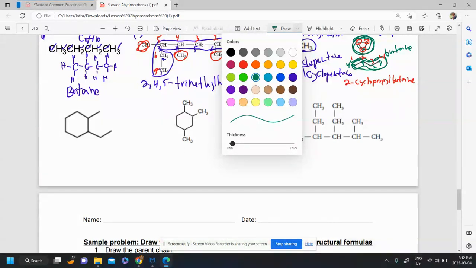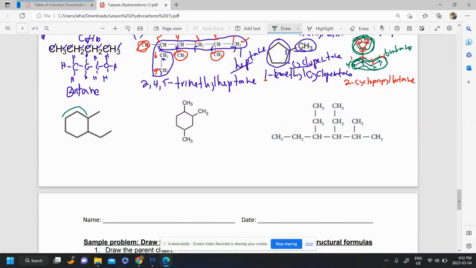So here we have our parent chain. You can tell the longest chain is this ring. And so that's a cyclohexane ring, right? Because it's 1, 2, 3, 4, 5, 6 carbons in a ring. Cyclohexane, that we know.